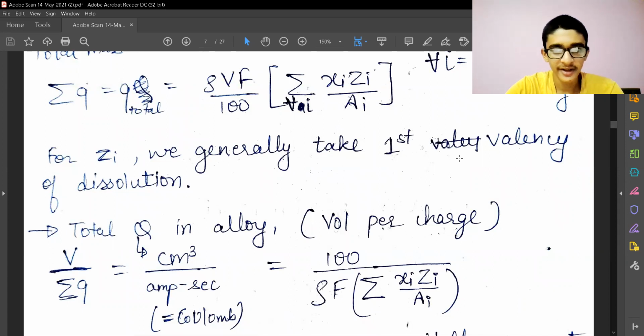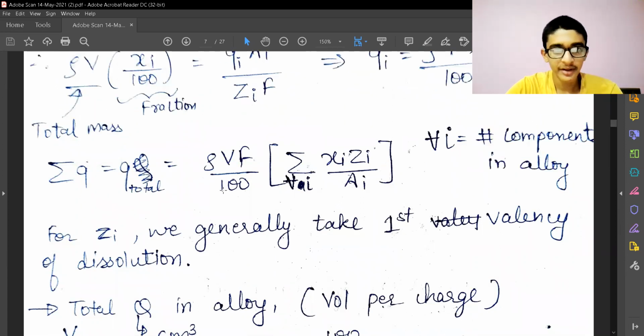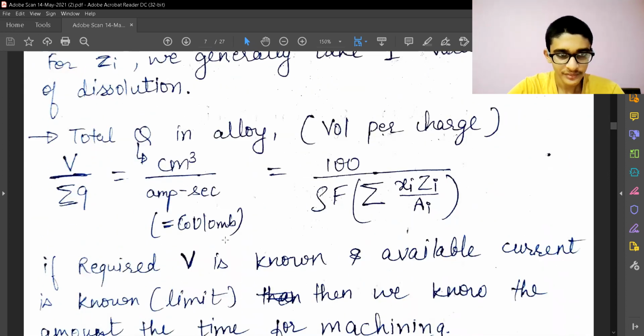For Zi, we generally take the first valency of dissolution. What does that mean? If I'm given iron and iron is going to get dissolved, iron can be Fe2 plus and Fe3 plus. So generally we take Fe2 plus for dissolution.